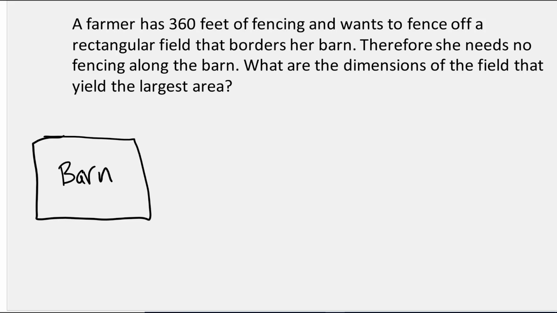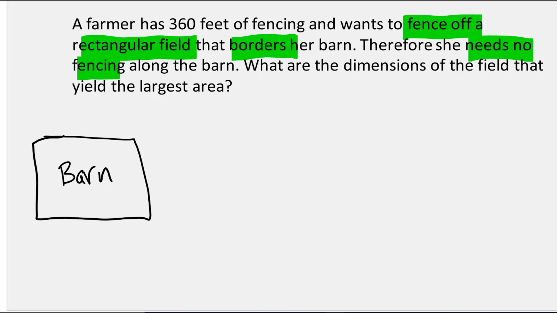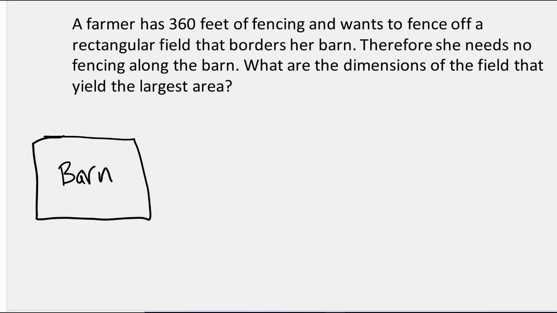All right, and now she wants to put a fence, a rectangular field, a fence off a rectangular field that borders the barn. So she needs no fencing along the barn, right? So we just need to draw ourselves a little barn. Why do I keep saying that? I'm not redoing this. We're keeping going. So maybe something like this.